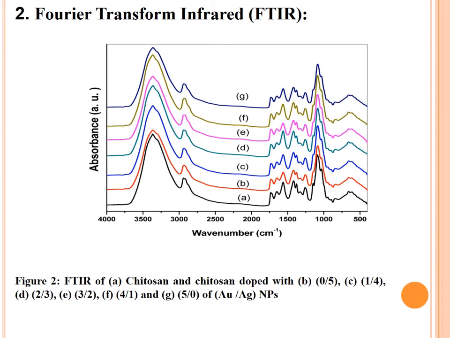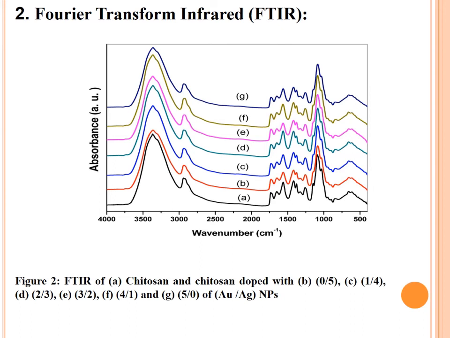It can be seen that for chitosan doped with silver nanoparticles and chitosan doped with gold nanoparticles, the intensity of OH and NH stretching and bending vibration absorption bands are decreased compared to pure chitosan. That means the creation of bonds between gold nanoparticles and silver nanoparticles with OH and NH groups.